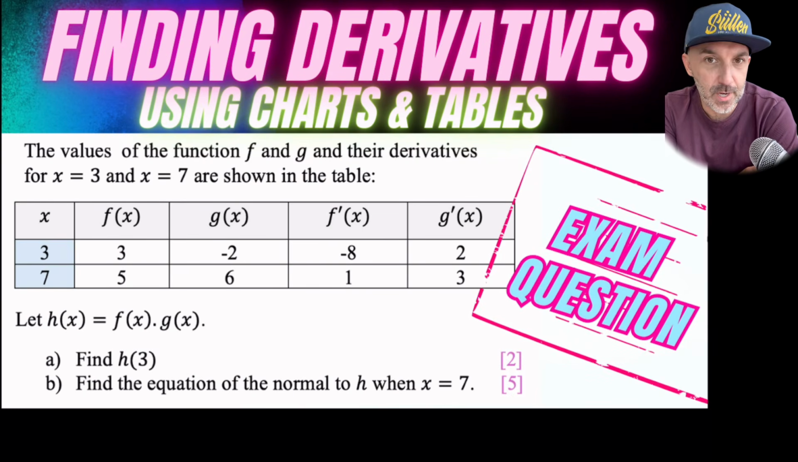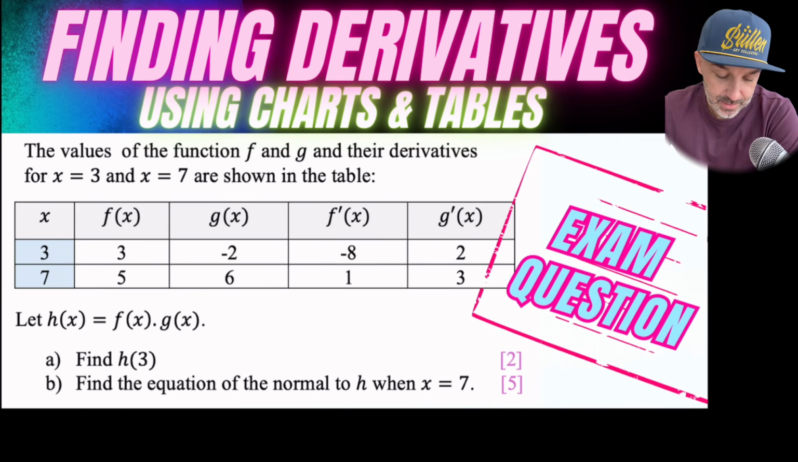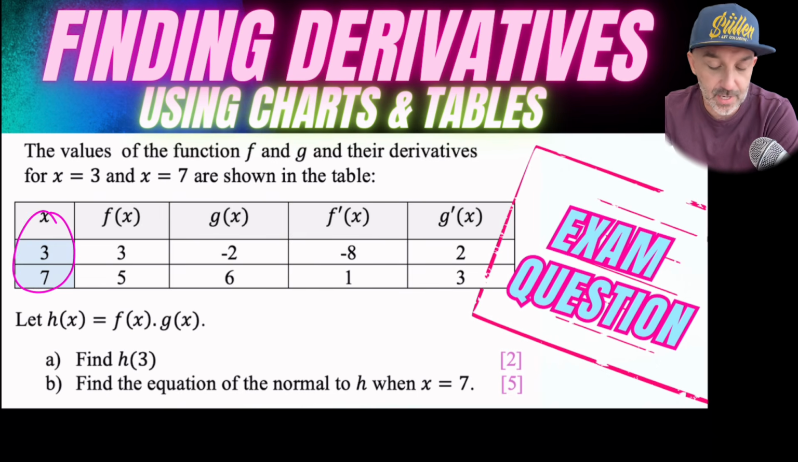This one's on differential calculus, but this time it's involving tables. And so we don't actually know the expression for f of x or g of x. We only know the outcome when we substitute 3 or 7 into these. They give us what f of x is, g of x, and f prime and g prime. So this is worth 7 marks. We should be able to do this in 7 minutes or less.